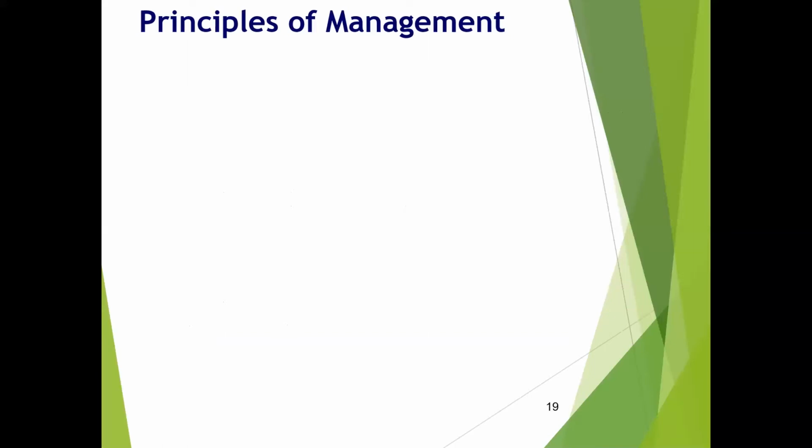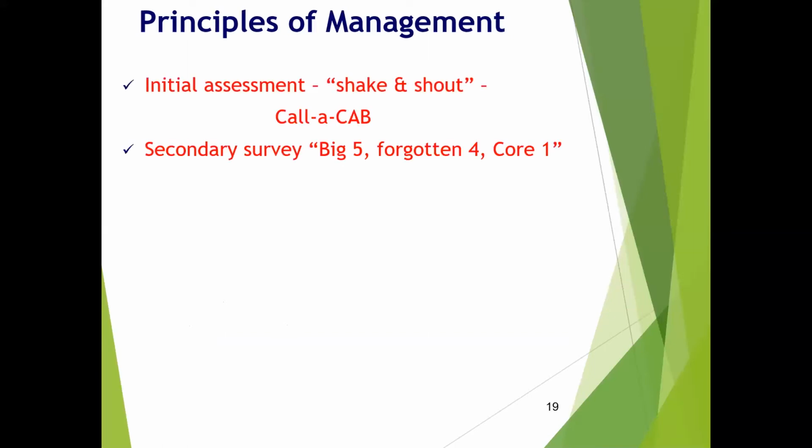So when you look at your principles of management of sepsis, as we always say in all our ESMO modules: initial assessment, shake and shout, call a CAP. Your CAP is your circulation, airway, and breathing. And you do your secondary survey where you look at your big 5, forgotten 4, and your core 1. And it's always important to suspect or recognize sepsis early.